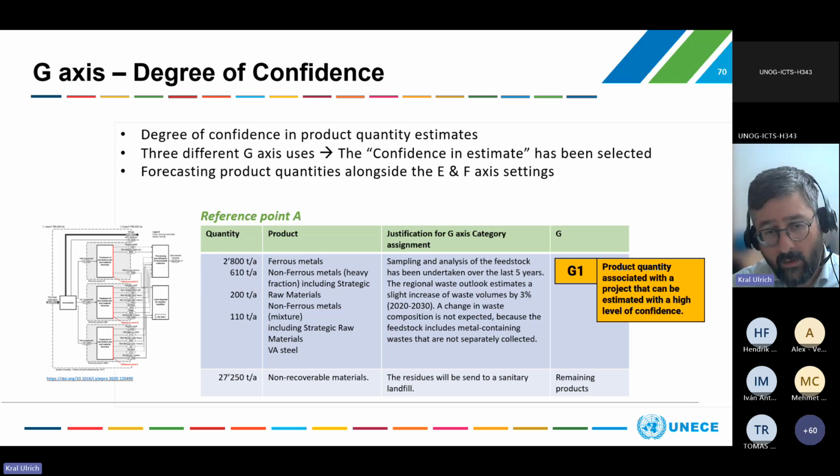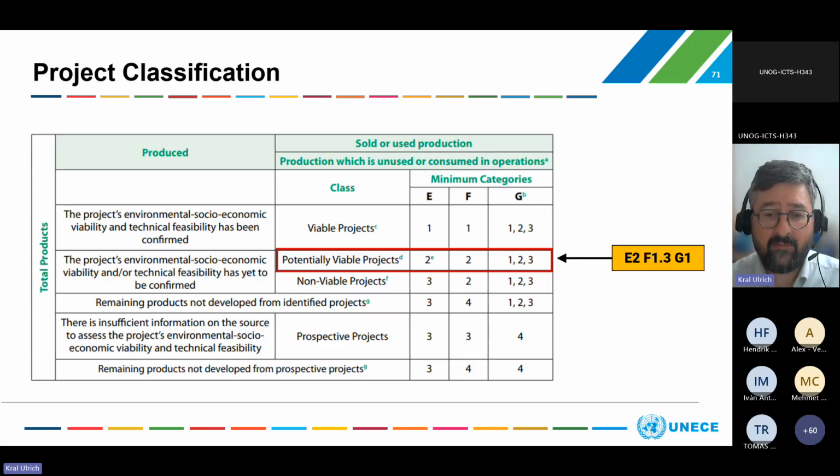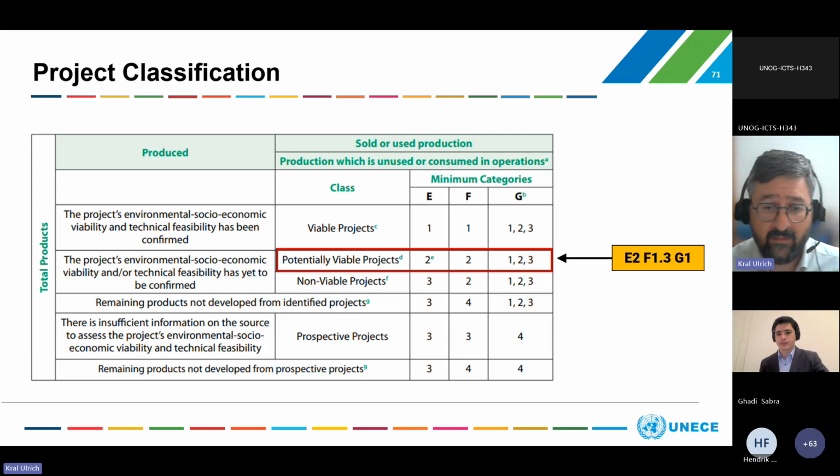We are now moving to the compilation of all these findings. So we started with the E-axis, followed by the F-axis, going to the G-axis, and now we're putting the information together. And this is one of the core tables of the UNFC 2019 document. In our case study, we see an E category 2, F category 1.3, and the G1 category. And you take these individual categories, put them together, and identify the class.